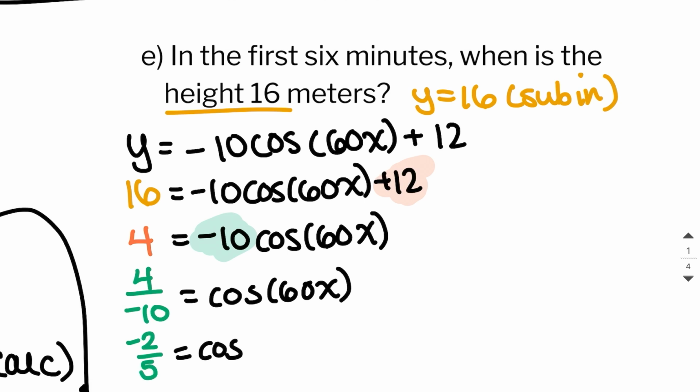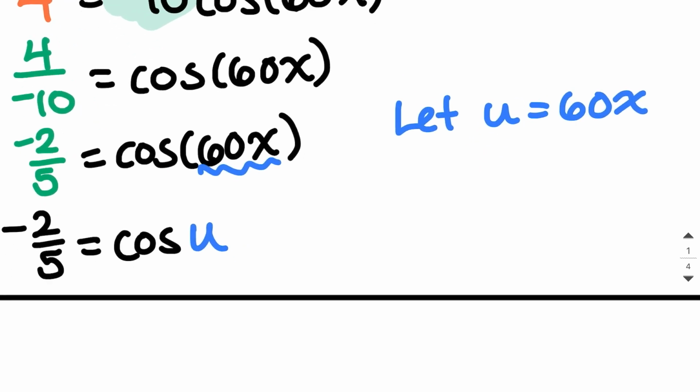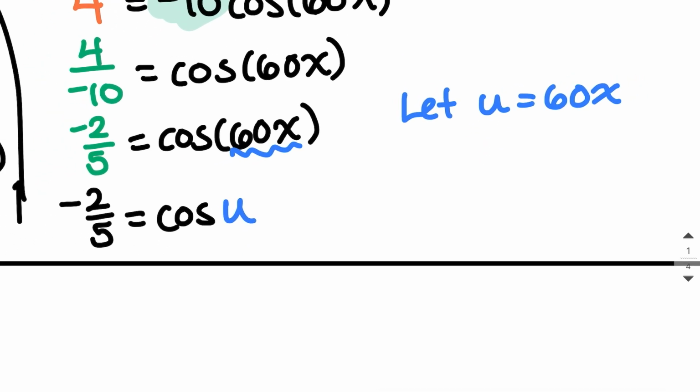Now this 60x makes things really difficult for us. We don't really love this 60x right here. So we're going to do a substitution and we're going to let u equal 60x to make this so much easier for us to deal with. So if I do that, then this is now going to say negative 2 over 5 equals the cosine of u instead of the cosine of 60x. This again is going to make life easier for us.